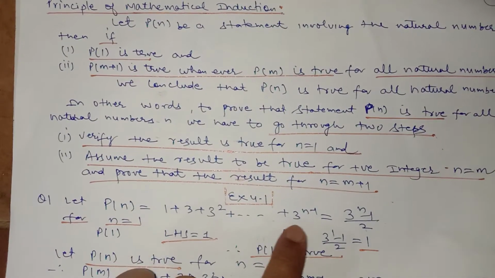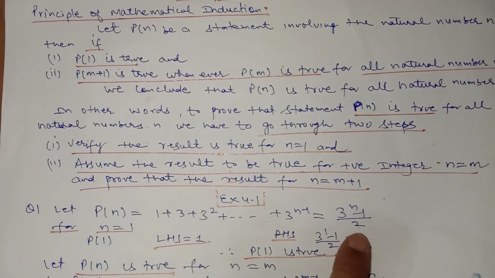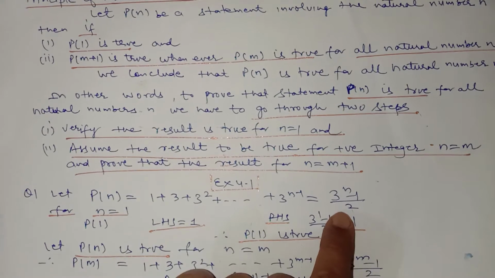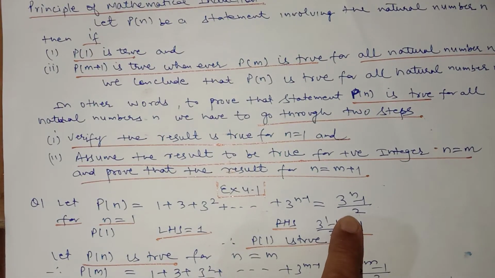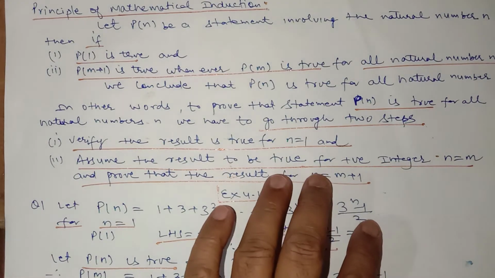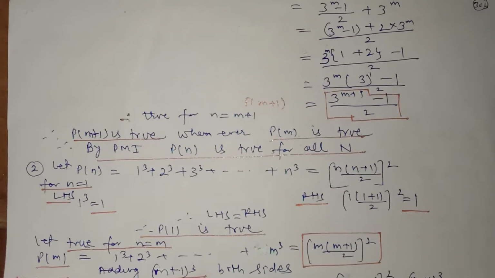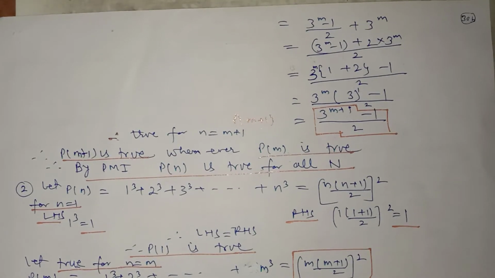Pn is this statement, that this formula is true for all natural numbers. First of all, we have proved that it is true for n equal to 1. Then we let it be true for any natural number m. Then we proved that it is true for n equal to m plus 1 by simplifying the right hand side.